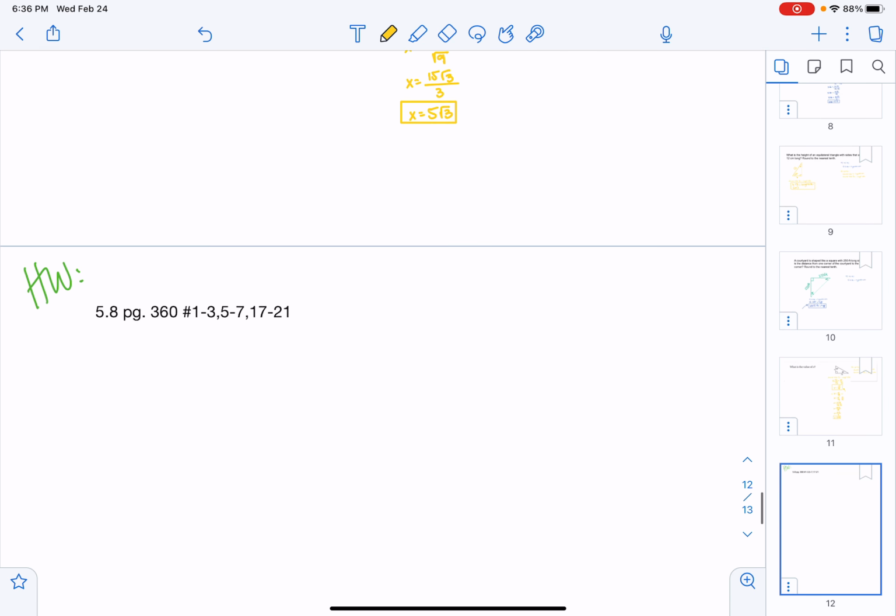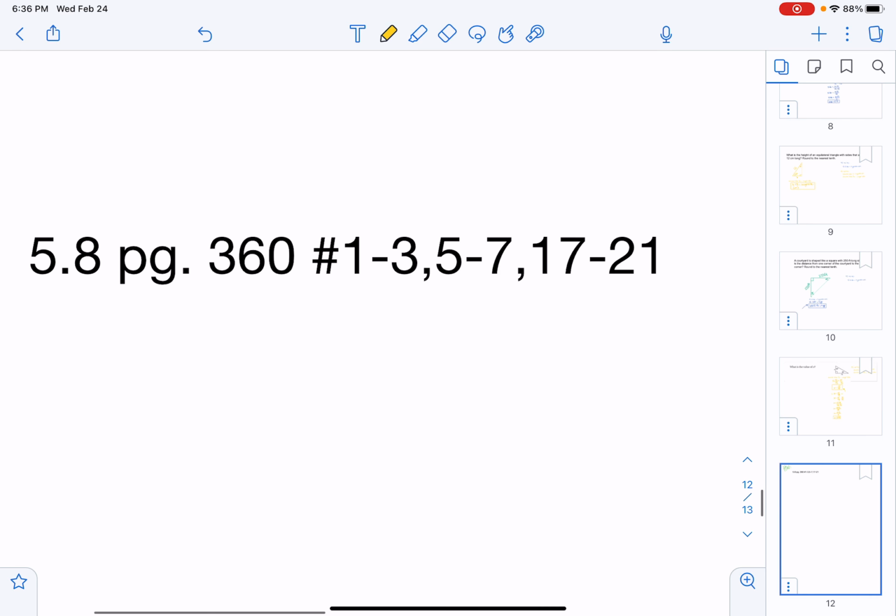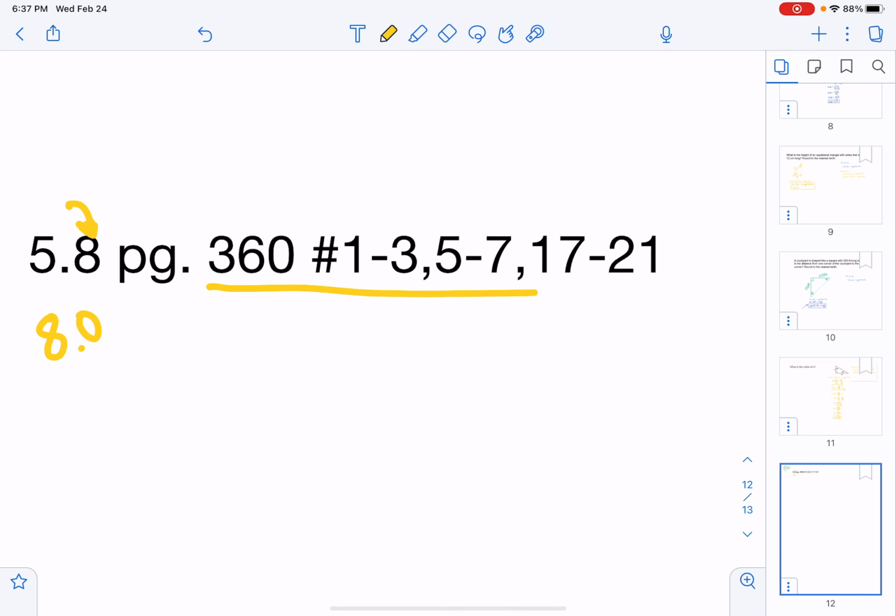Your homework is this right here. It says 5.8. We actually skipped it in chapter 5, but it's getting us ready for chapter 8. So call it what you want, 5.8, 8.0. I think I might have put it on Veracross as such, but it is this, and it's in Canvas.